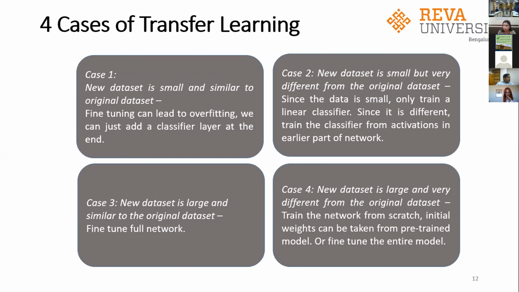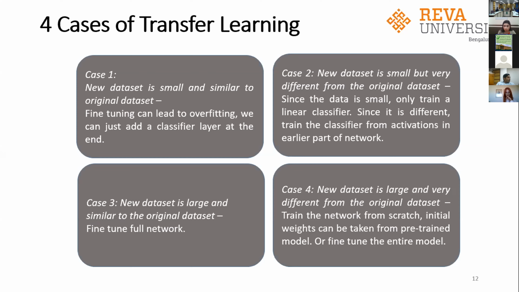Case 2 is when the data set that you have is small and it is very different from the original data set that the pre-trained model has been trained on. In this case, we add a couple of classification layers, or maybe just one classification layer, and you reuse the weights that have been trained earlier. The activation part which has been obtained earlier is just used as it is for this particular case.